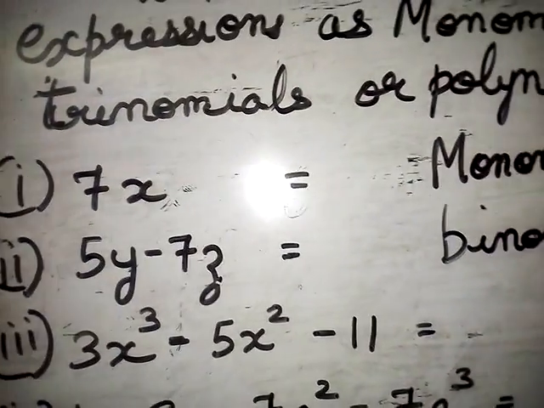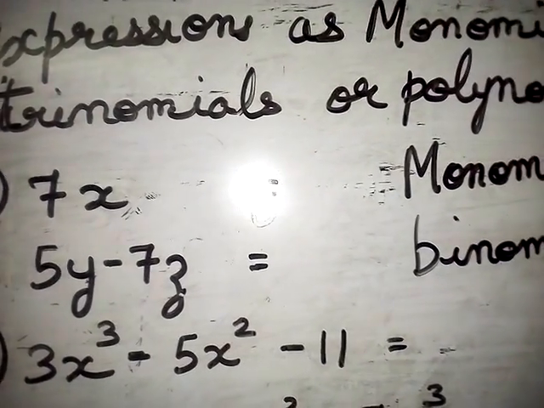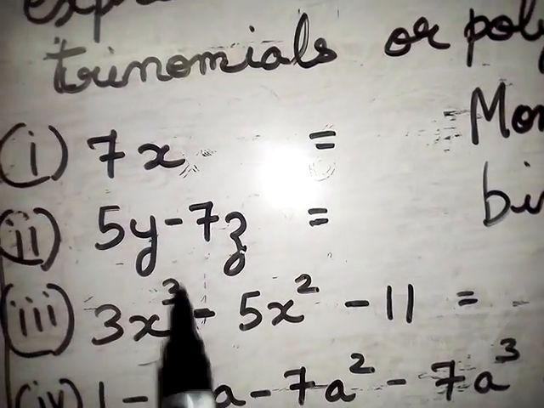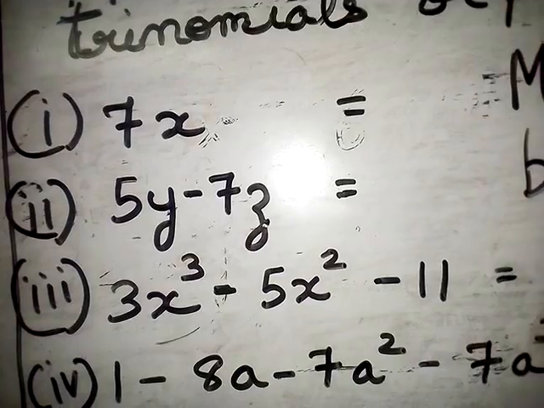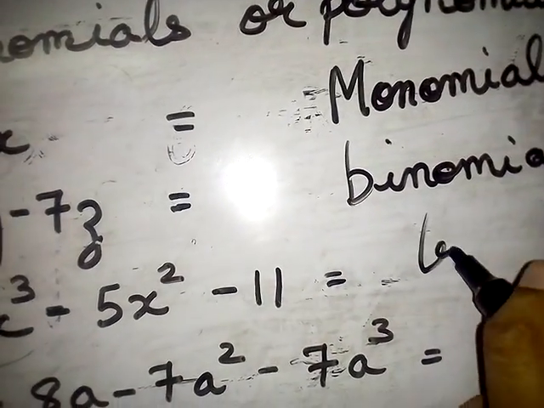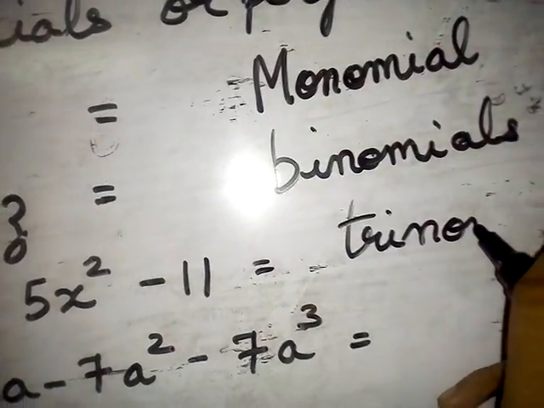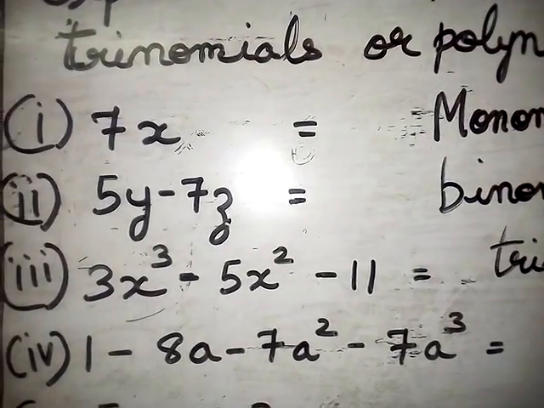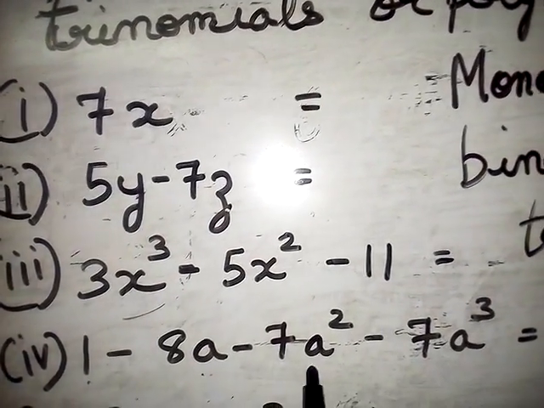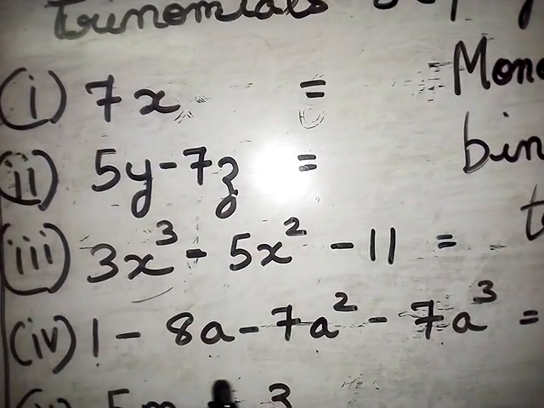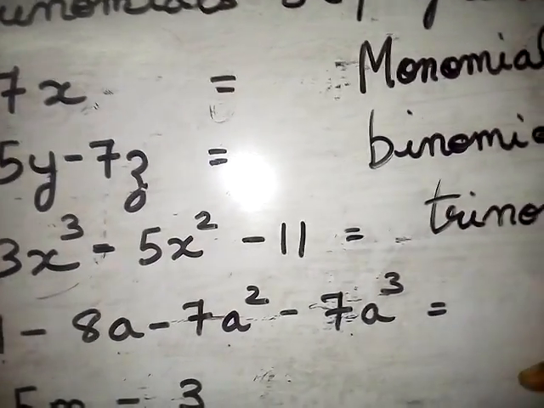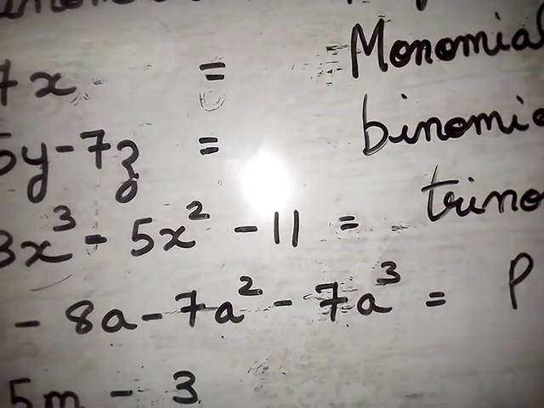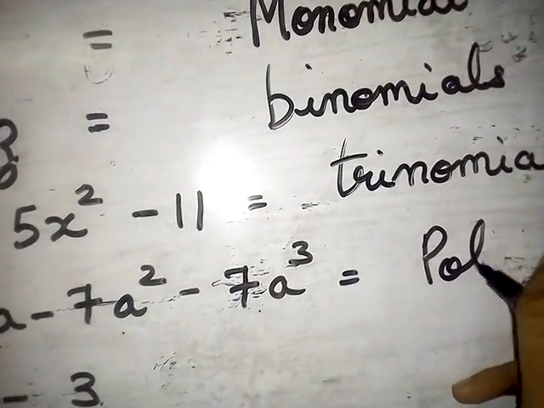Third one, you have 3 terms. An expression with 3 terms is a trinomial. Look here: first term, second term and third term. 3x cube minus 5x square minus 11 is a trinomial. Next, the fourth one. How many terms? 1, 2, 3, 4. 4 terms are there. 1 minus 8a minus 7a square minus 7a cube is a polynomial. An expression having more than 3 terms is a polynomial.